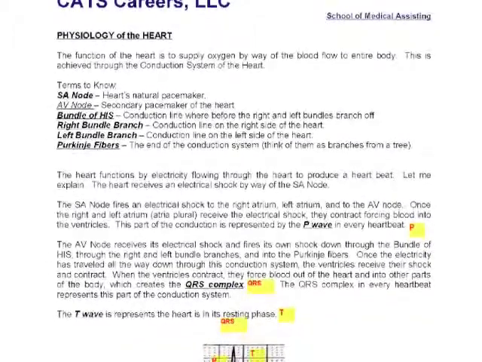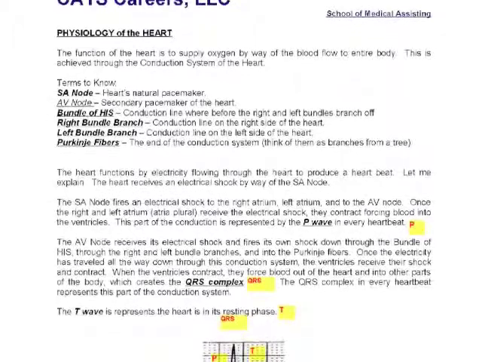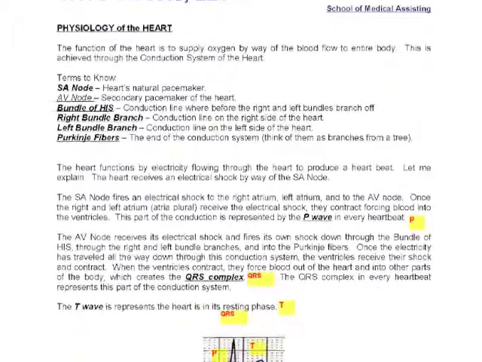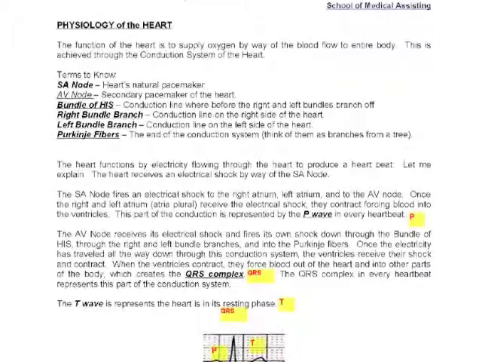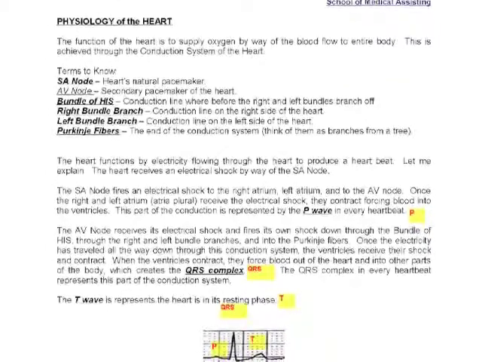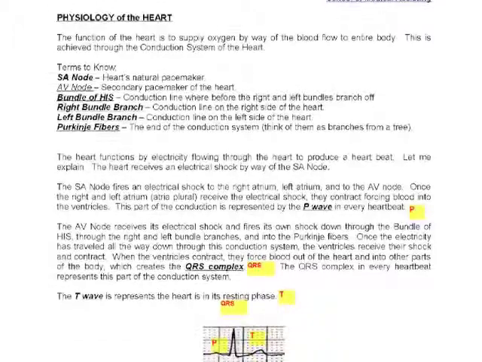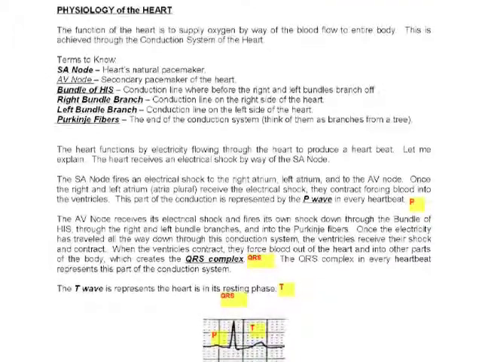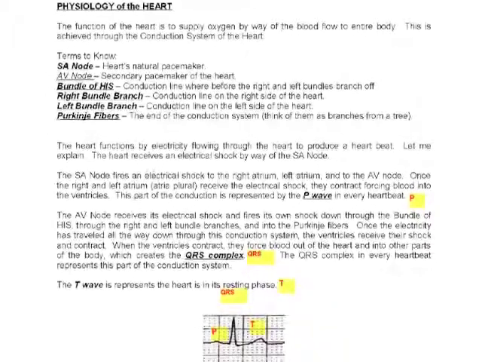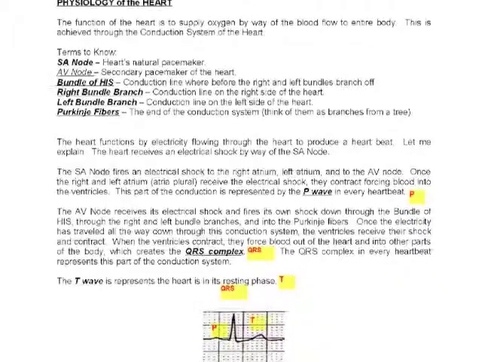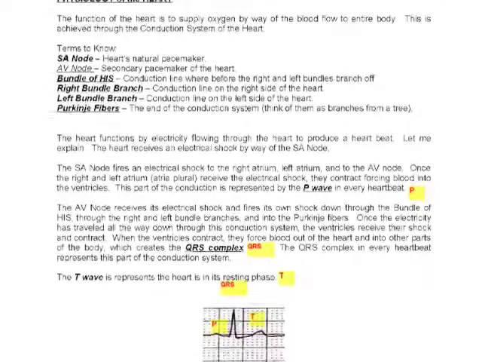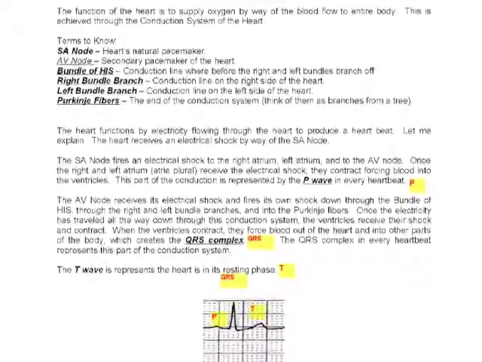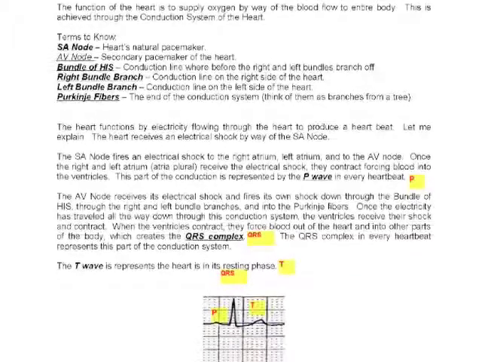Let me explain. The heart receives an electrical shock by way of the SA node. The SA node fires electricity to the right and left atrium and to the AV node. Once the right and left atrium receive the electrical shock, they contract, forcing blood into the ventricles. This part of the conduction system is represented by the P wave in every heartbeat. If you look at the diagram below, you see the letter P. That is signified by the SA node firing and the atria contracting.